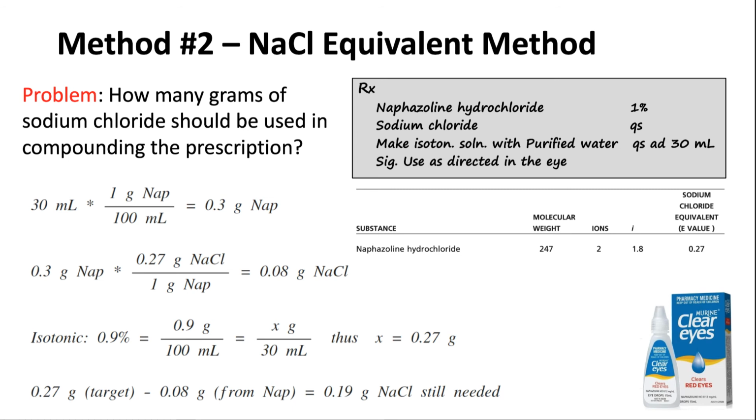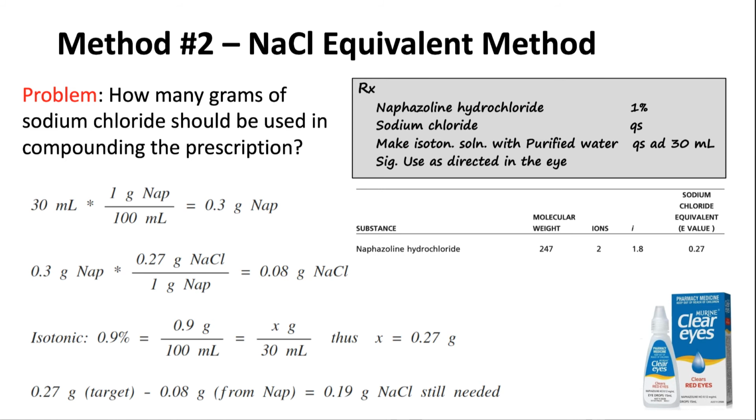So let's stop and figure out, okay, what is our target? How much sodium chloride total would we need? Well, we'll go back to the fact that an isotonic solution is 0.9%, which is 0.9 grams for every 100 milliliters. Let's set that equal to some unknown grams of sodium chloride over the volume we are trying to compound, which is 30 milliliters. Now if we solve for x, we take 0.9 times 30 divided by 100. Numerically we get 0.27, and that would be grams of sodium chloride.